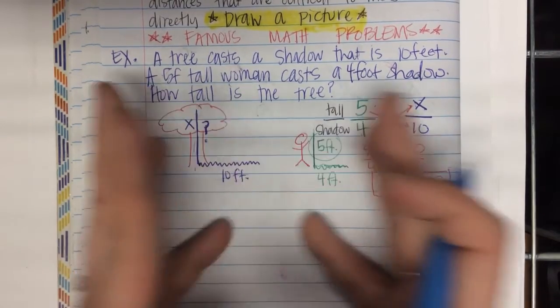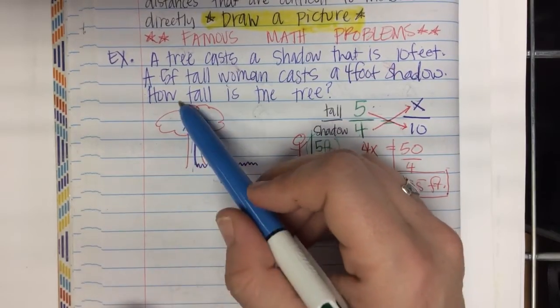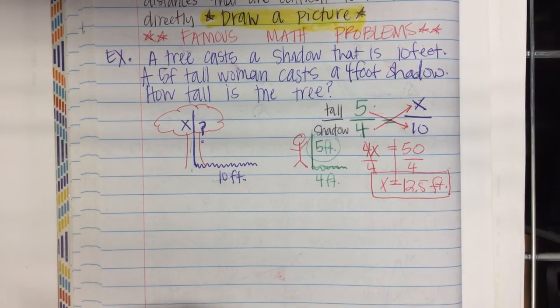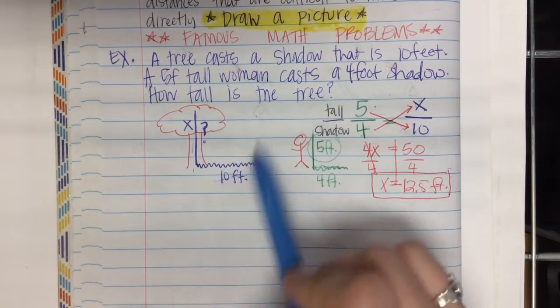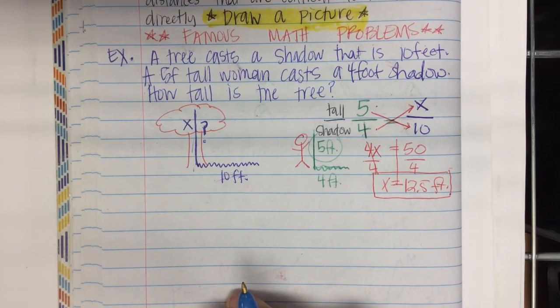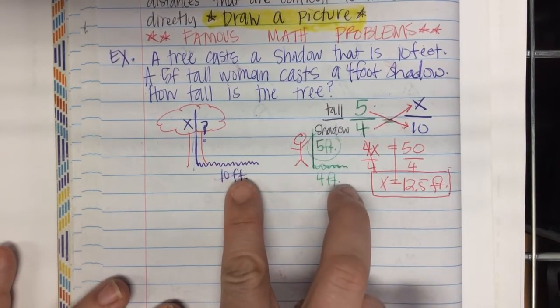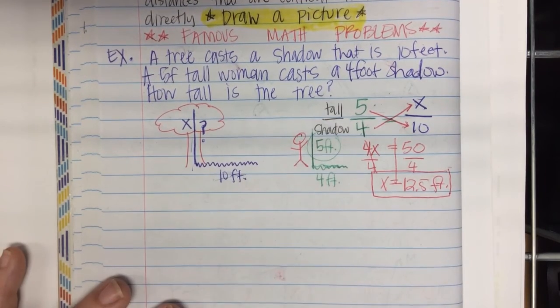So this is indirect measurement. Lots of times it's going to say a flagpole is your first picture and a mailbox is your second picture, or a giraffe and a person. Indirect measurement: if you know two of the same thing and one of the other, you can find the missing side.